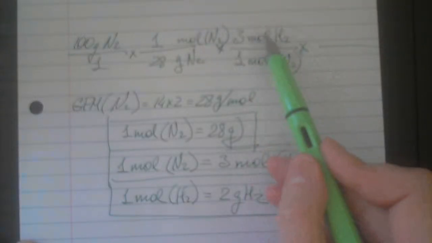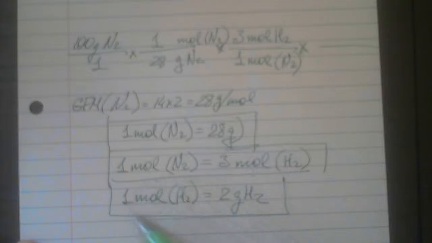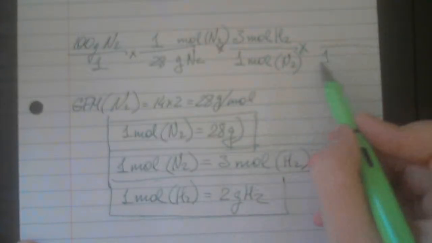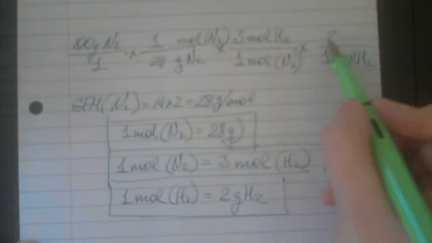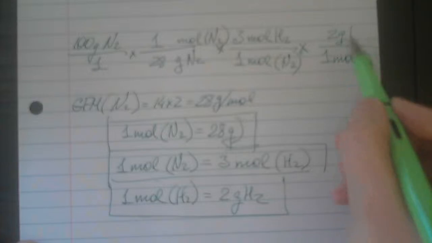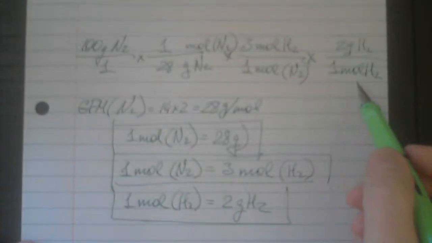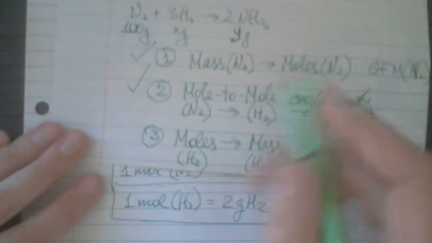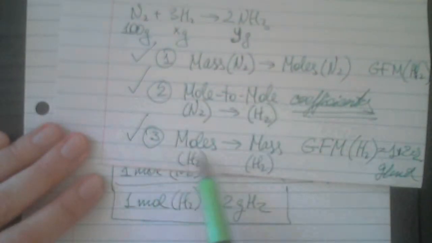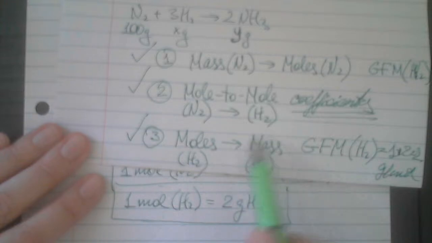Well, this time around, we're trying to get rid of moles of hydrogen. So we're looking here, taking moles of hydrogen and placing them intentionally into denominator. We want them to be canceled out. 2 grams go to the numerator. That's it. 3 steps accomplished. That's step number 3. Conversion of the moles of hydrogen into the mass of hydrogen.